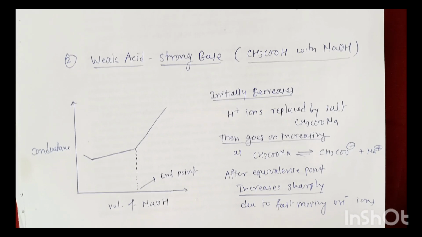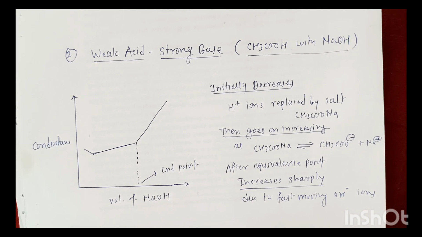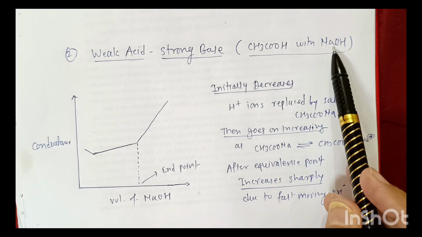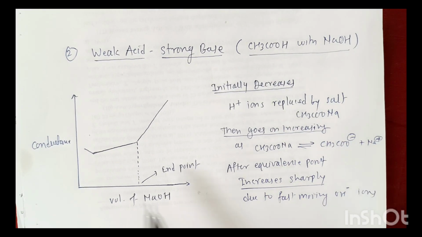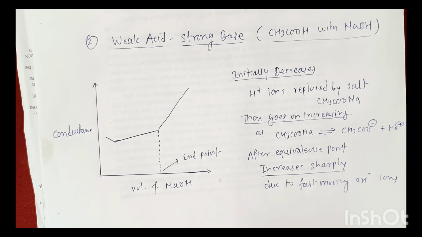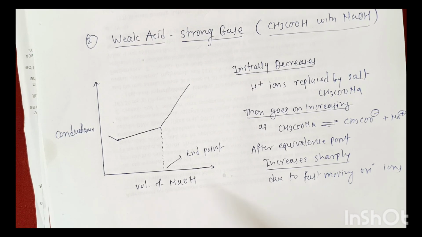The second titration is a weak acid, strong base titration. Weak acid is acetic acid and strong base is NaOH. Now, the graph is very interesting. See the graph, and we will also see how this graph is obtained.